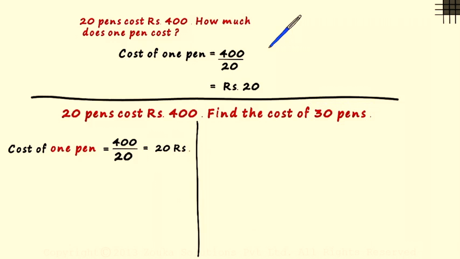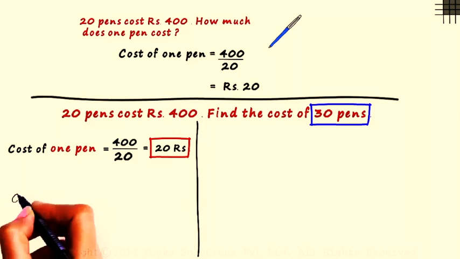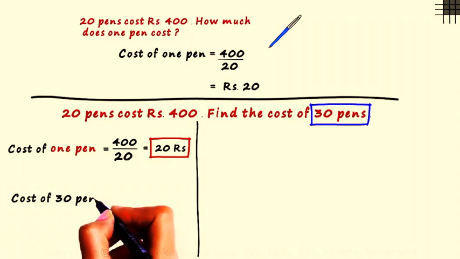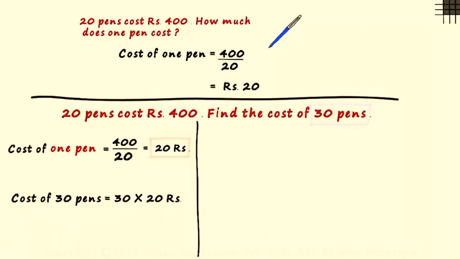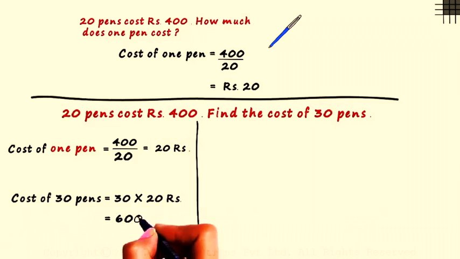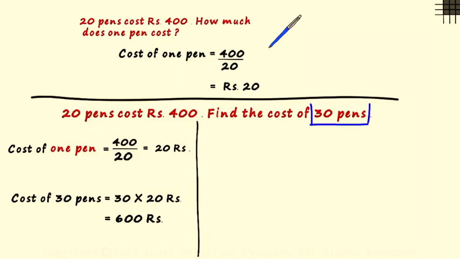It's simple. It will be 30 multiplied by the cost of one pen. So cost of 30 pens is 30 multiplied by 20 rupees, which equals 600 rupees. It was as simple as that. So 30 pens cost 600 rupees.